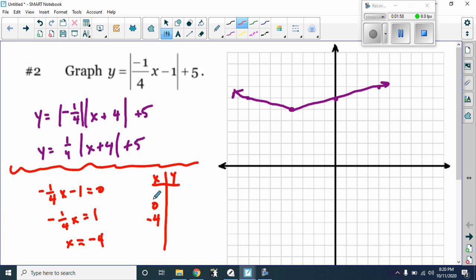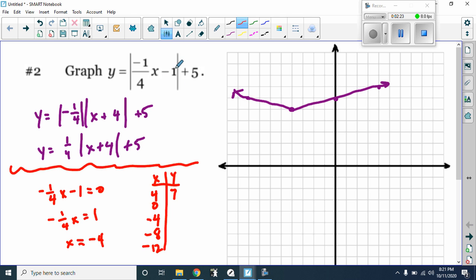2 points on each side. And plug all the values in. I picked factors of 4 simply because when we multiply by negative 1/4, I want those to come out even. So when I plug in 4, I get negative 1, minus 1, negative 2. Absolute value is positive 2. Plus 5 gives me 7.